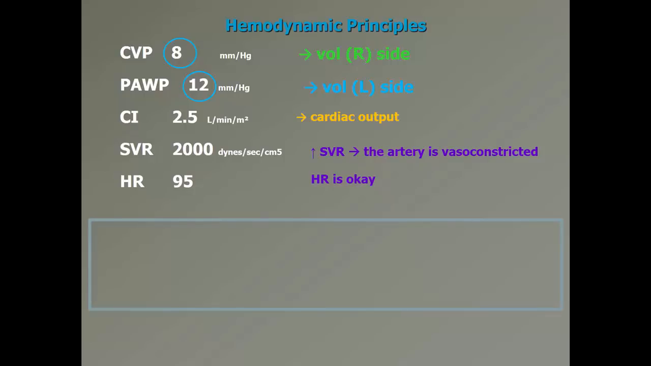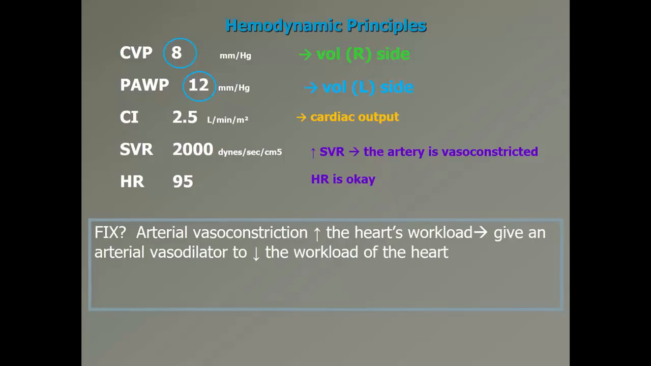So because the artery is offering a lot of resistance, and that is increasing the heart's workload, we need to give an arterial vasodilator to decrease the workload of the heart. Options for an arterial vasodilator would include nitroprusside, its common name is Nipride, and nicardipine or Cardene. Both of these drugs will vasodilate the arterial bed and will help to decrease the systemic vascular resistance and therefore decrease the workload.